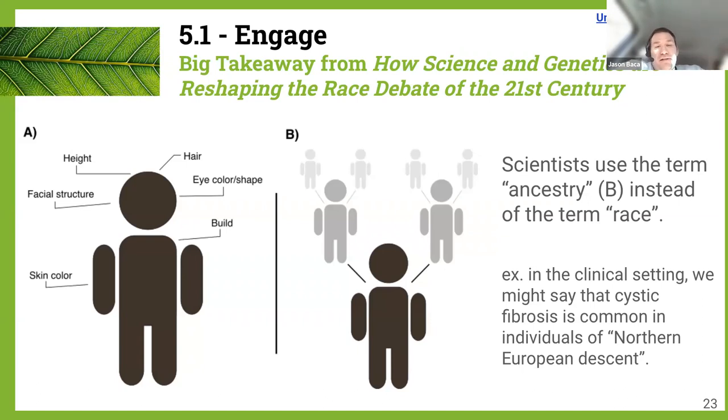And later in this unit, at the end of 5.6, we actually talk about skin color and why skin color is not really a genetic thing that sort of puts somebody in a certain race. It's more based on sun exposure.